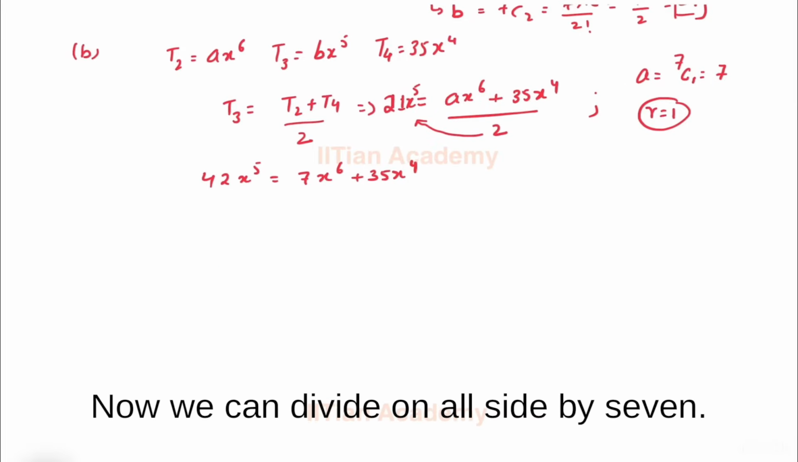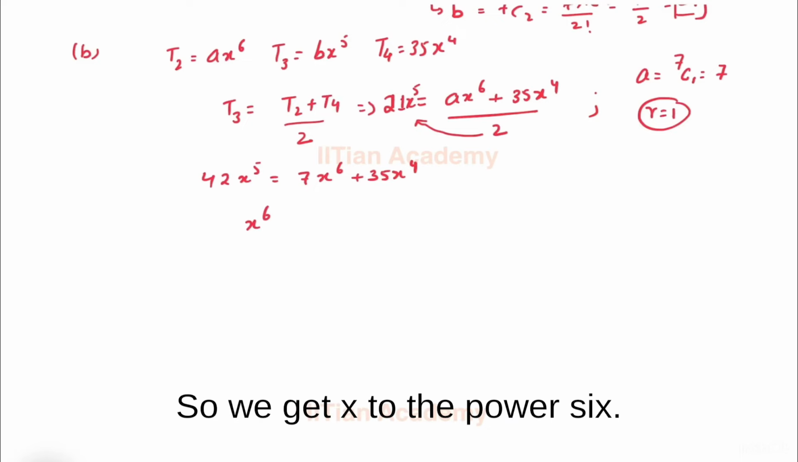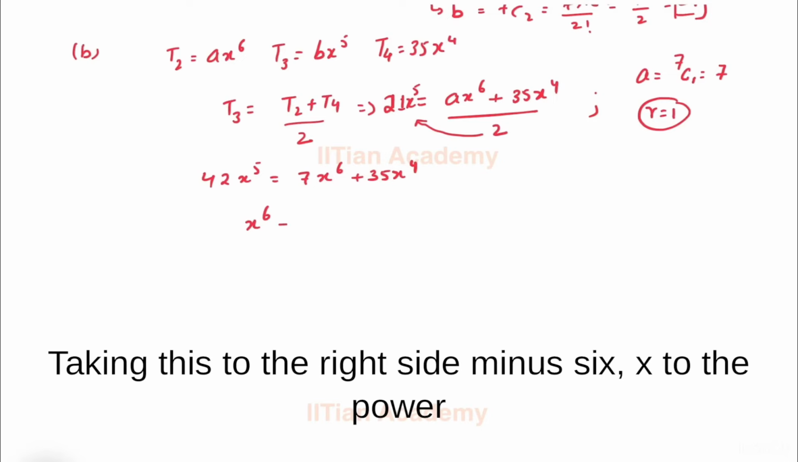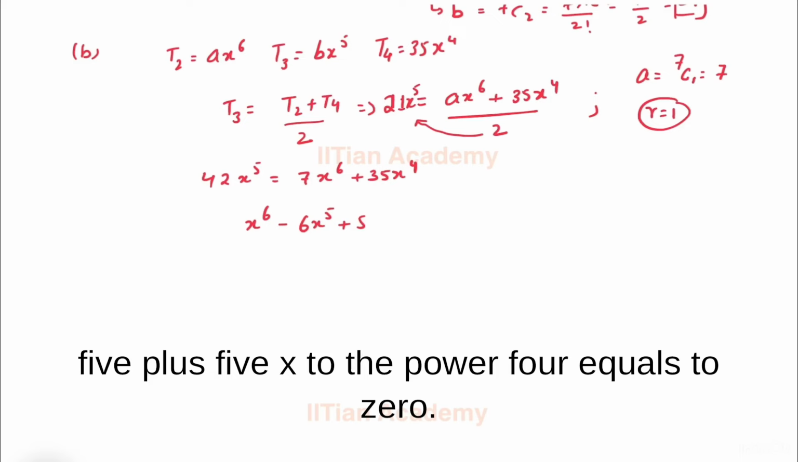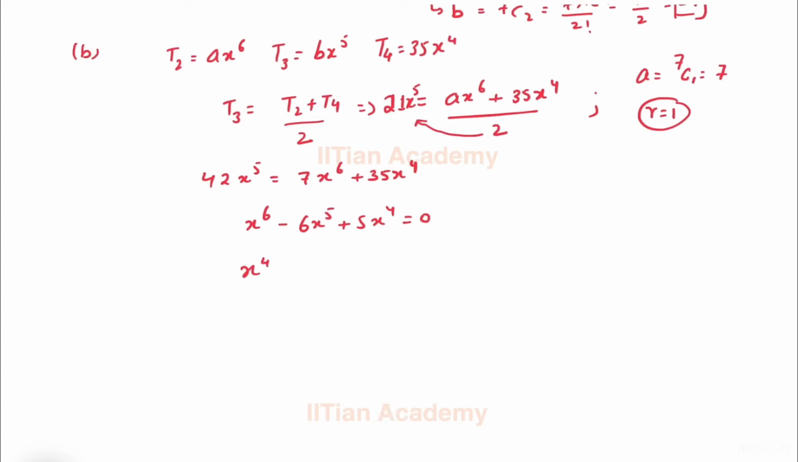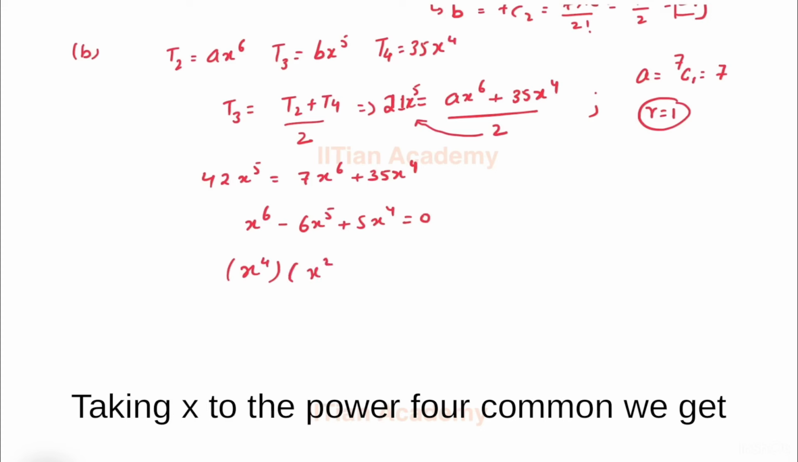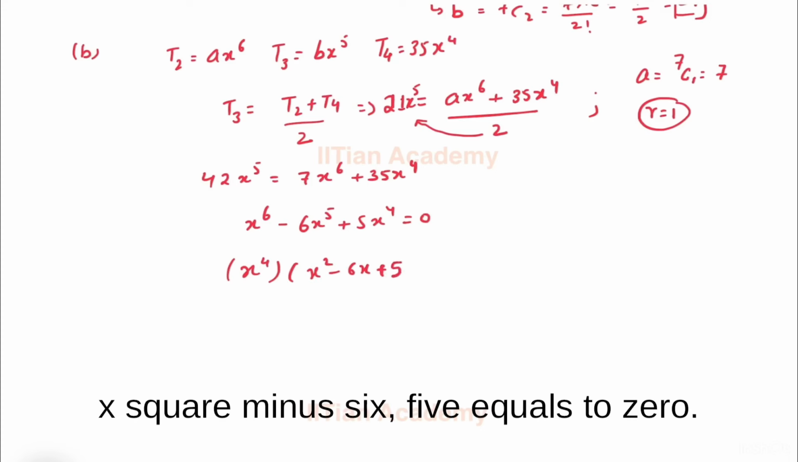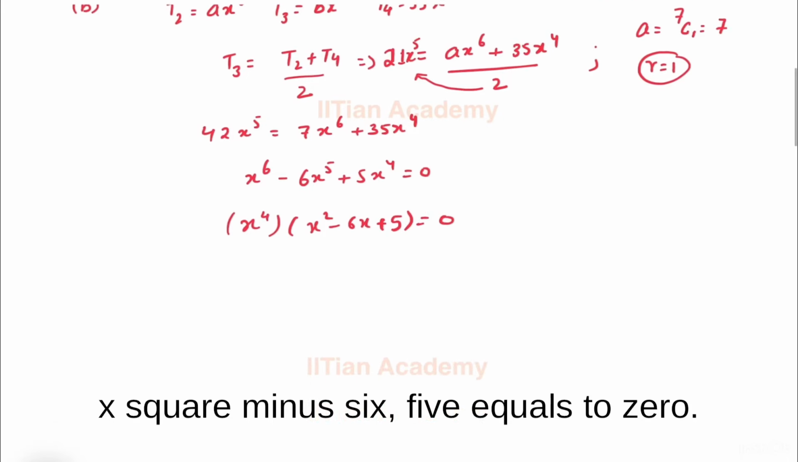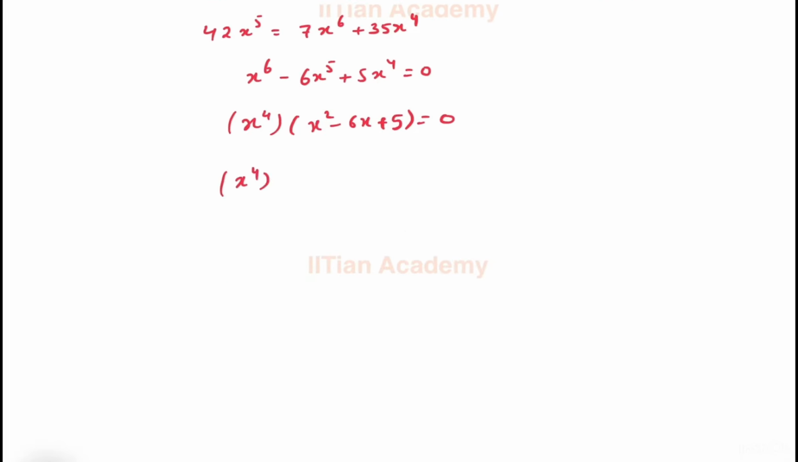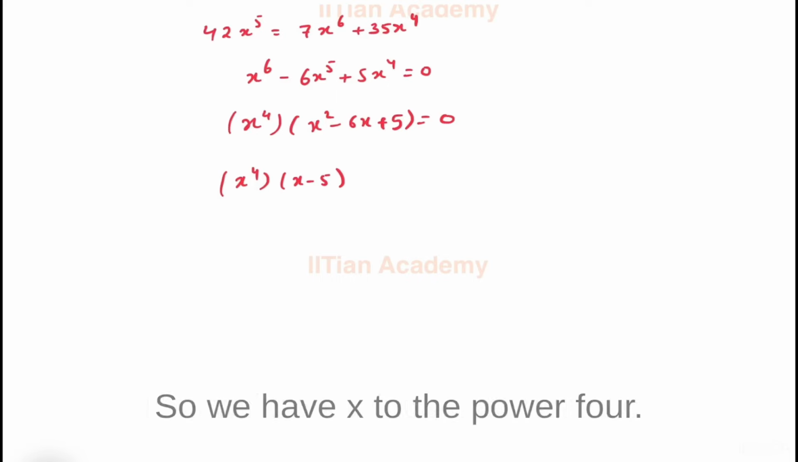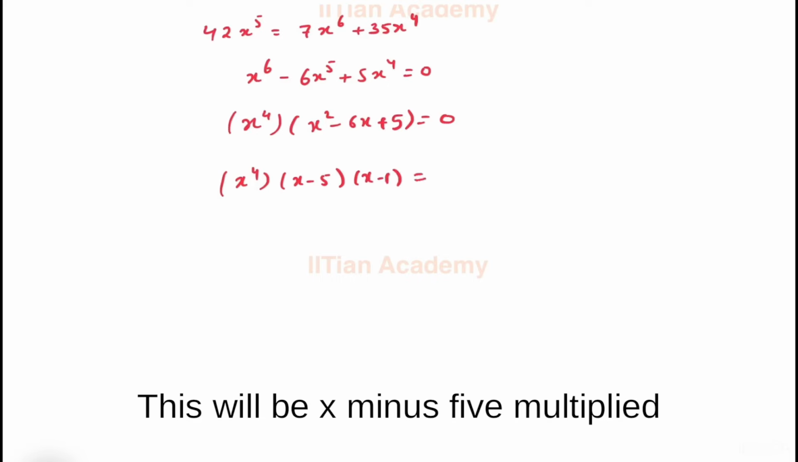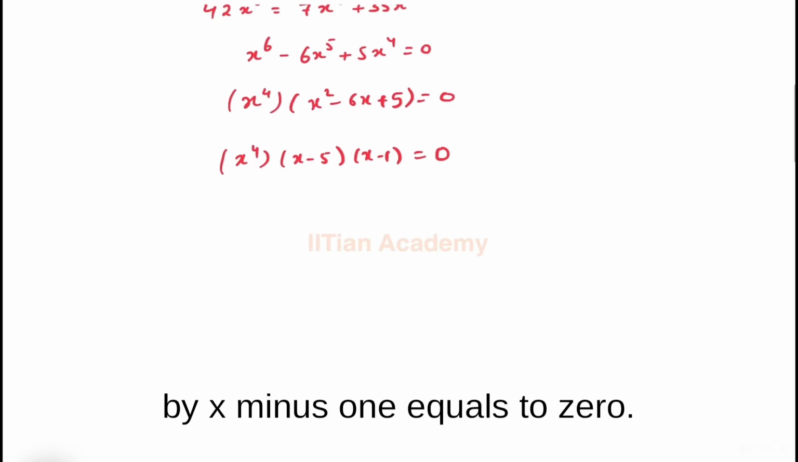Now we can divide on all sides by 7. So we get x^6, taking this to the right side, minus 6x^5 plus 5x^4 equals 0. Taking x^4 common, we get x^2 minus 6x plus 5 equals 0. So we have x^4 times (x minus 5) multiplied by (x minus 1) equals 0.